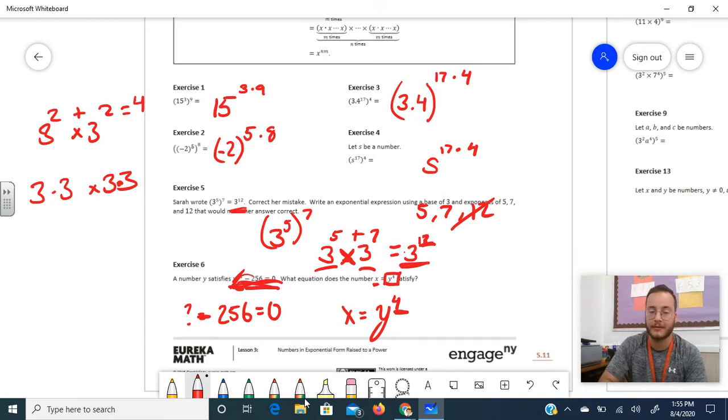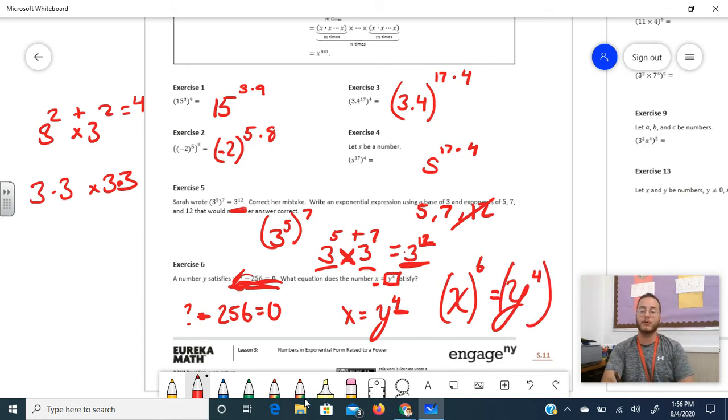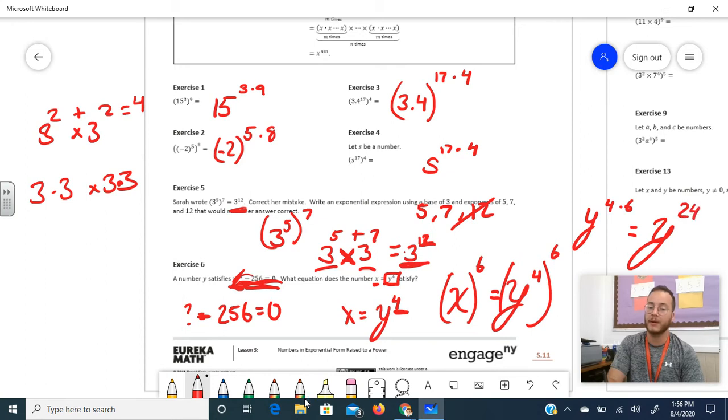How can I do that? I can take x, raise it to the 6th power, and remember how exponents work. How equations work. If I do something to this side, I have to do it to this side. So if I take y to the 4th power, raise it to the 6th power, what happens there? Well, this is an exponent raised to another exponent, which means I have y to the 4th times the 6th power, which makes it equal y to the 24th power.